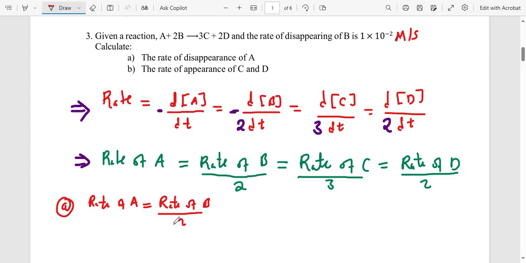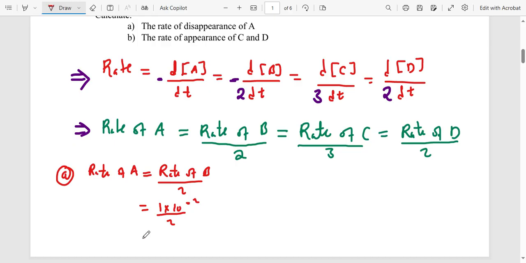But remember, these rates for A and B are disappearance. So the rate of disappearance of B we've been given as 1 times 10 to the power negative 2. So you divide this value by 2. Let's see what we get. Okay. So of course it's going to be 2 into 1, that is 0.5. So this is going to give us the rate of disappearance, 5 times 10 to the power negative 3 molar per second.